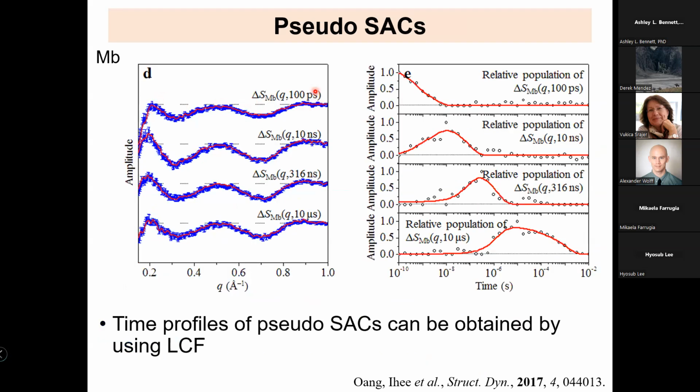After determining these species-associated curves, we can decompose the experimental data into a linear combination of these curves. By doing so, we can determine the time profiles of each species. As you can see, we determined the species-associated curves and the change of populations over time as these circles. If we compare these circles with the previously reported values, we can confirm that the reported values show an excellent match with the concentration profiles extracted in this way.